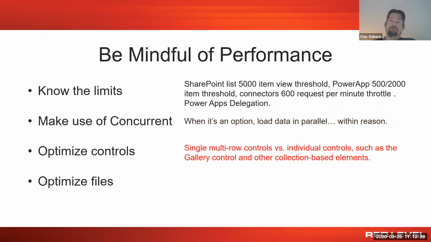You can optimize controls as well. An example would be a repeating type control. You would want to use a table or a container, a collection-based element, and have the multiple rows of data in this single element versus creating all of those individual fields individually. Because the load time and the instantiation of loading many controls all at once is longer than loading one control that has multiple sub-elements to it. So if you have a single multi-row control versus an individual collection, you're going to get better performance with that single control. Gallery control is a good example of that in PowerApps.